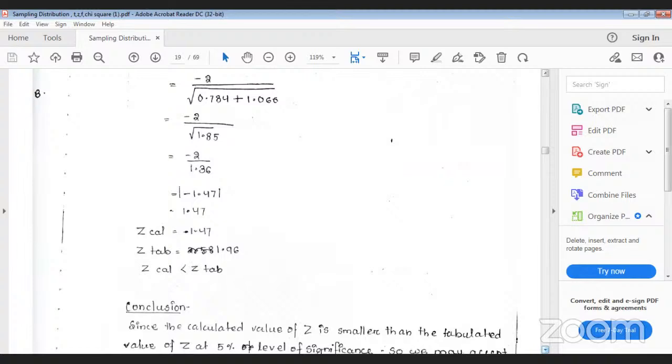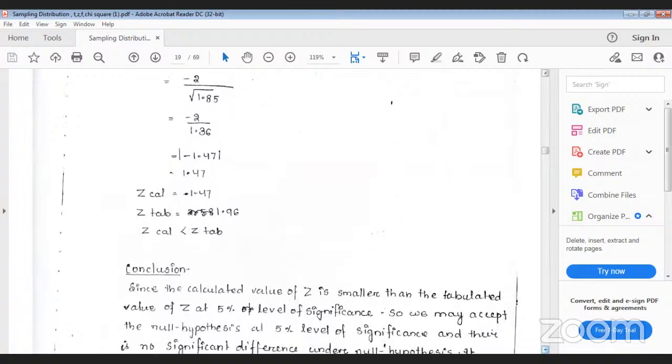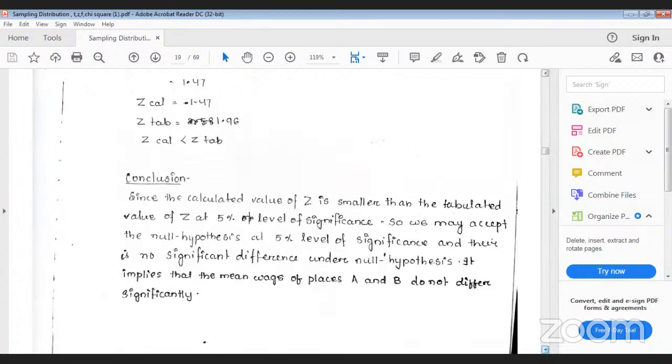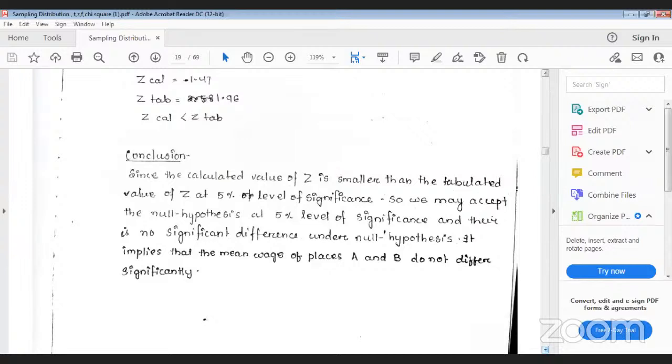So 1.47 is less than 1.96. That means we may accept the null hypothesis, since the calculated value of Z is smaller than the tabulated value of Z at 5% level of significance. So we may accept the null hypothesis. That means there is no significant difference. Whatever null hypothesis we have taken, there is no difference: mu1 equal to mu2, it is true.